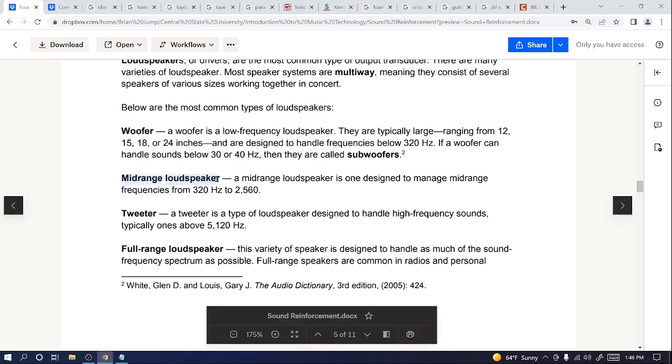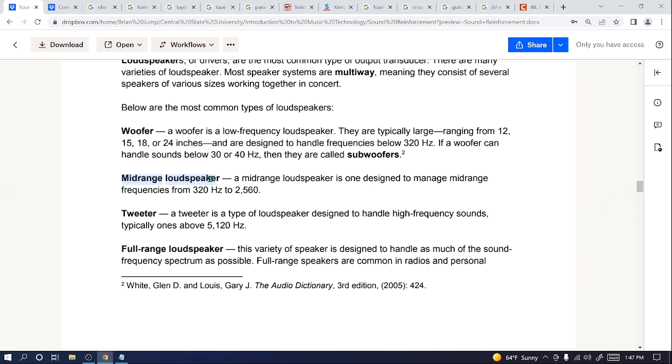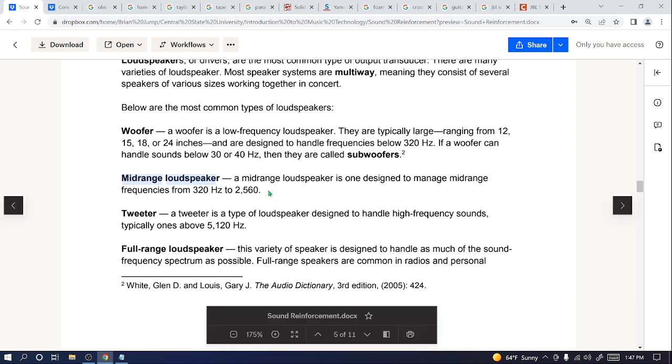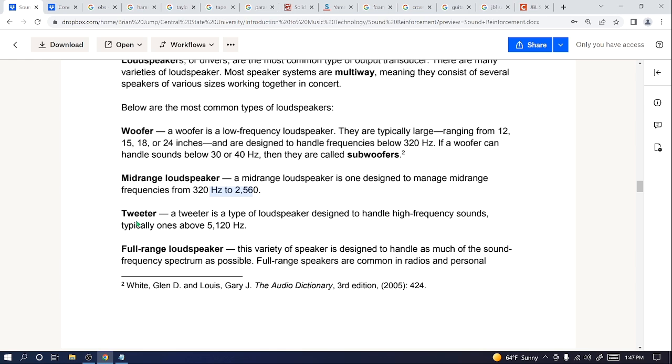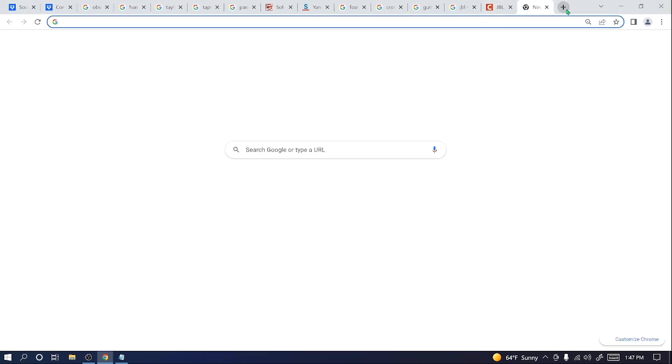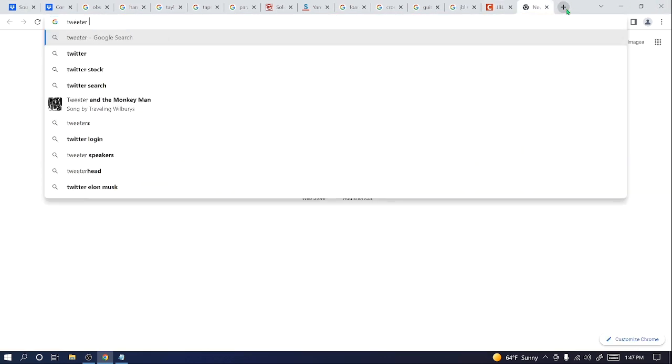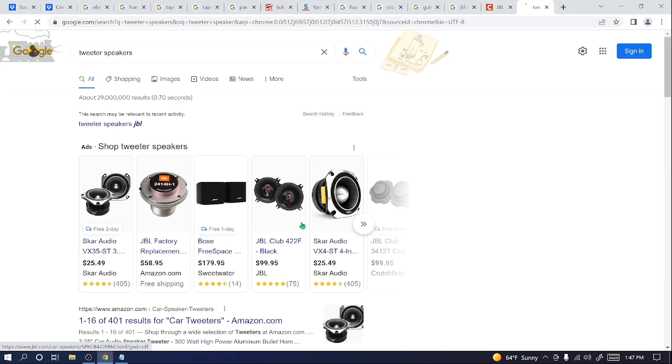Okay, so mid-range loudspeaker, which is more appropriately what these speakers are, even though they're 15s. They're handling the 320 to 2560. Right, tweeter, right? That's that bell thing at the top of these, right? Sometimes they're called horns, and they're made to handle the trebles.